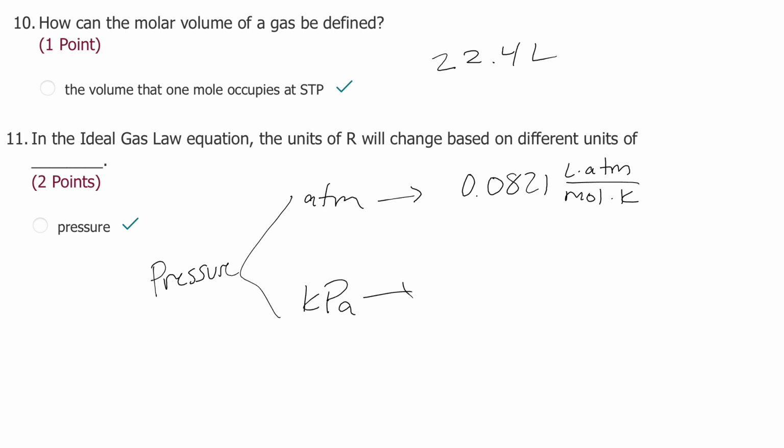Now same concept goes for kPa. If you are given pressure in kPa or you're trying to solve for pressure in kPa, you're going to be using 8.314 liters times kilopascals over moles times Kelvin. That way, kPa can either cancel out or be left over. So as you can see, volume is the same unit, liters, N is the same unit, moles, and T is the same unit, Kelvin. The only thing that's changing here is the pressure units, which is atm and kPa.